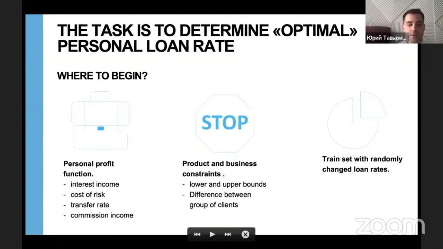Let's start by understanding what needs to be prepared to successfully cope with this challenge. First, you need to be able to calculate the profit from the sold product for each client personally. For a cash loan, that means you need to learn how to calculate such indicators for clients as interest income, taking into account possible early repayments, cost of risk, transfer rate, commission income from insurance, and so on.